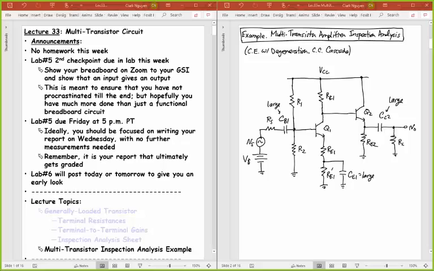So, welcome to lecture 33. This is going to be on a multi-transistor circuit using inspection analysis. I'll give you an example of how to do this. As usual though, some announcements first.